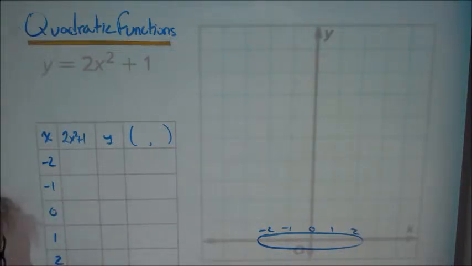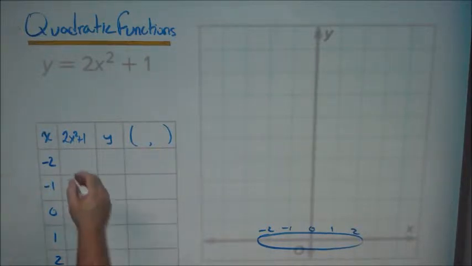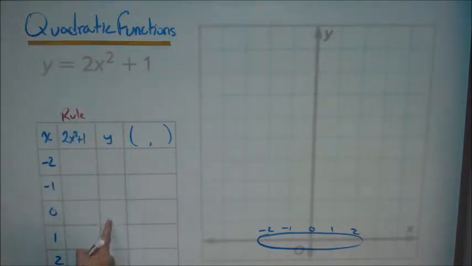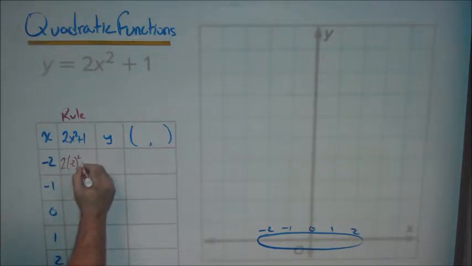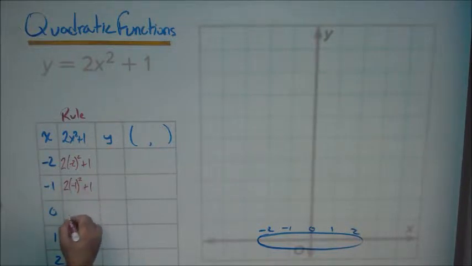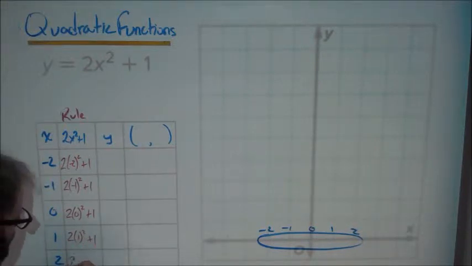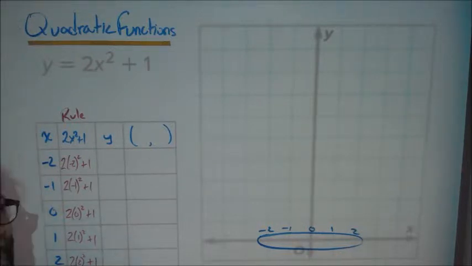Then I'm going to input them into my function. I like to do all the rules here. Remember, this is our rule for our function. I like to do all the rules at once and then figure out my outputs. So I've got 2 times -2 squared plus 1, 2 times -1 squared plus 1, 2 times 0 squared plus 1, 2 times 1 squared plus 1, and 2 times 2 squared, 2's are wild, plus 1, except for the 1. Let's do the math now.